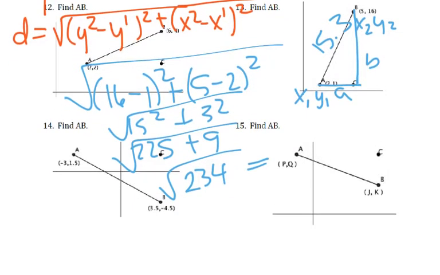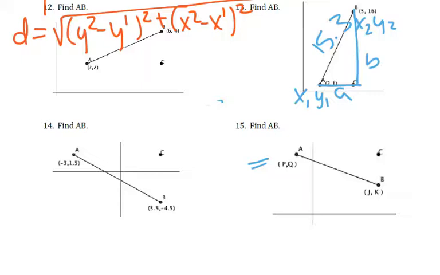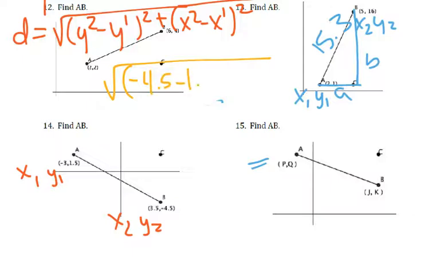Okay, clear that off now. So looking at 14, same idea. Call this y1 and x1, y2 and x2 on that point B. So I'd go the square root of negative 4.5 minus 1.5 squared plus 3.5 minus negative 3 squared.